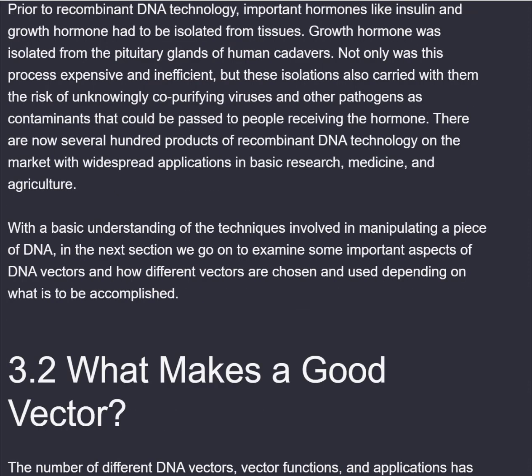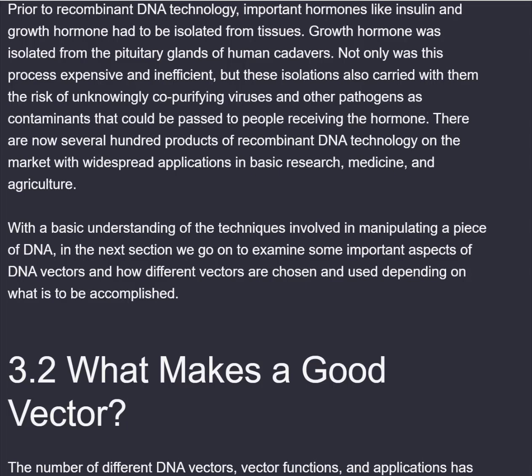Prior to recombinant DNA technology, important hormones like insulin and growth hormone had to be isolated from tissues. Growth hormone was isolated from the pituitary glands of human cadavers. Not only was this process expensive and inefficient, but these isolations also carried with them the risk of unknowingly co-purifying viruses and other pathogens as contaminants that could be passed to people receiving the hormone.